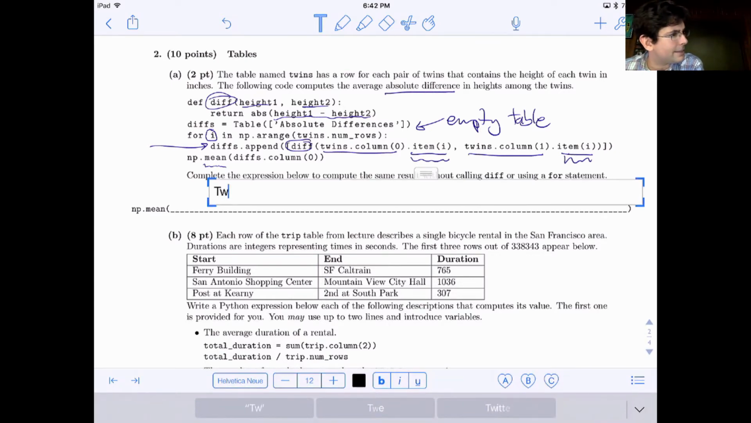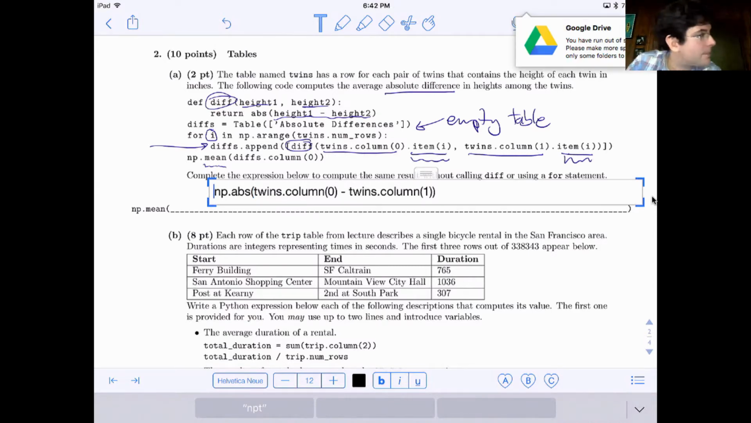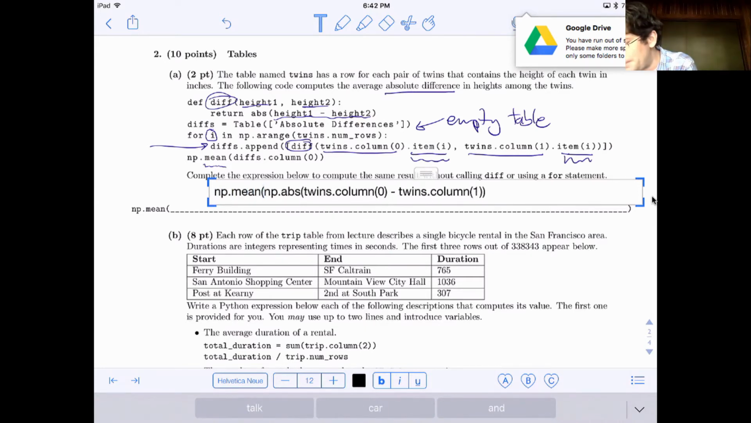So what that looks like is twins.column 0 minus twins.column 1. Right? So those are the differences between the heights of the twins. Now how do you get the absolute differences? Well, you just call absolute value on the resulting vector. And it doesn't matter whether you call abs or np.abs, you get the same answer either way. Okay, so now I have the absolute difference between each pair of twins. I'm interested in the mean of that, so I just say np.mean or np.average.